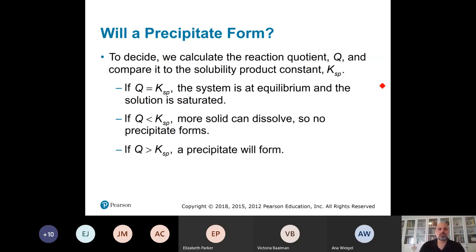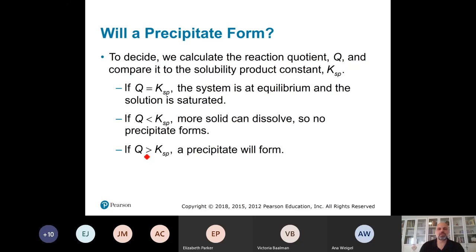Will a precipitate form? To decide, we calculate the reaction quotient Q and compare it to the solubility product KSP. If Q is equal to the KSP, the system is at equilibrium and the solution is saturated. If Q is less than the KSP, more solid can dissolve, so no precipitate forms. If Q is greater than KSP, a precipitate will form.